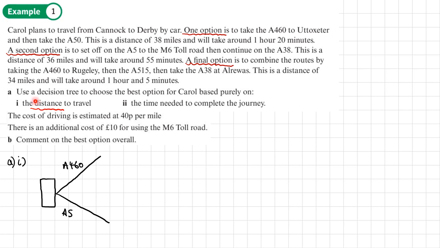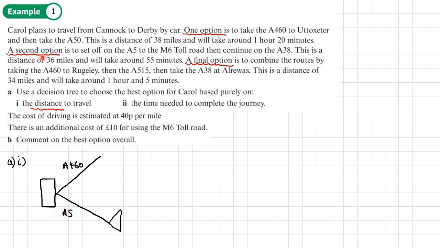Okay, now what I'm going to do, I'm actually going to continue this second option here, the A5 route, because there's not going to be any other decisions to make. I'll just end up at my end node here, or my payoff node, and in this example the payoff is going to be distance.